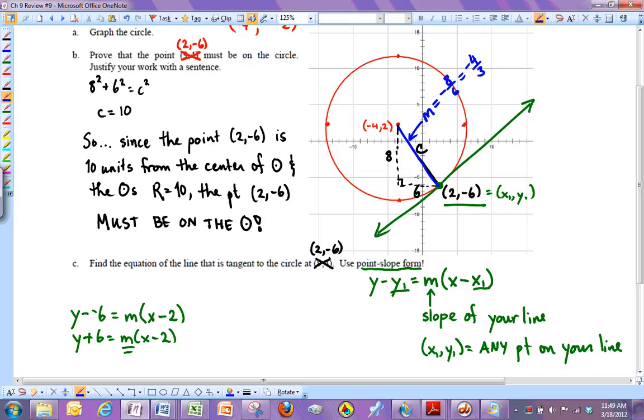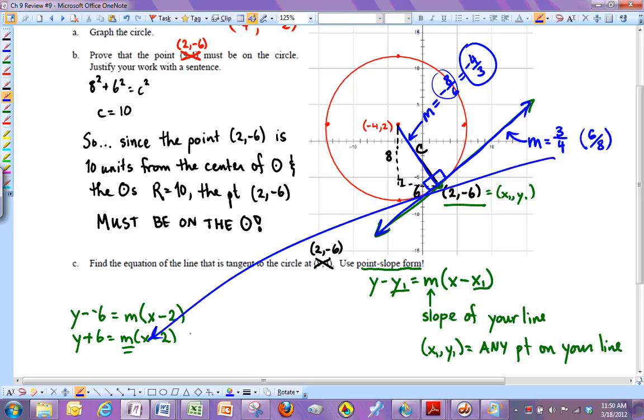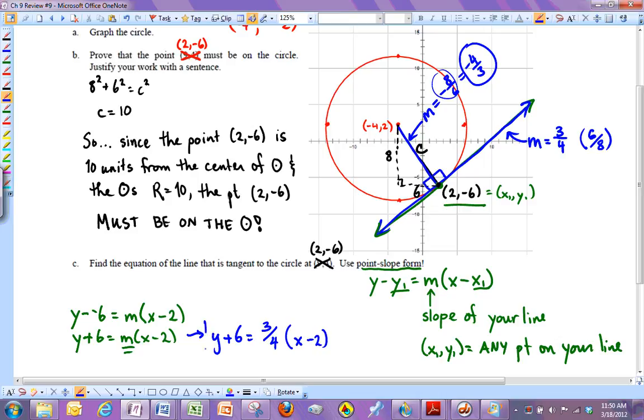If you look at the tangent drawn to the radius, those are always going to be right angled. And so that means that this slope is going to be the negative reciprocal of that. So this slope right here is going to be positive 3 over 4, or if you left it as negative 8 over 6 here, you could also have 6 over 8. So then I'm going to plug that in way down here. So this is going to turn into y plus 6 equals 3 over 4, or 6 over 8, times x minus 2. And then that's it. There you go. That's the equation of the tangent line.